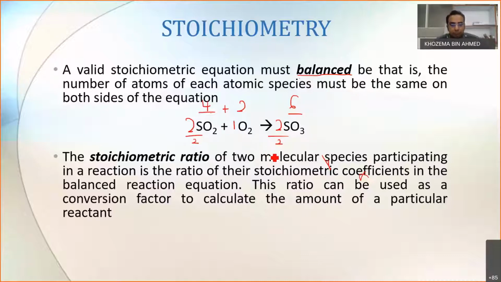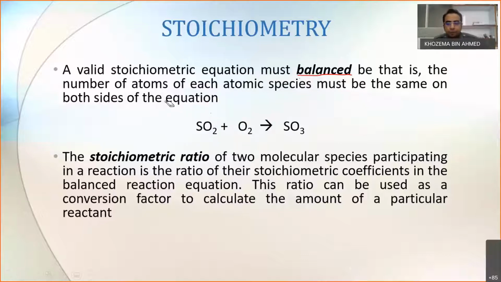So it depends on you whether you prefer to write 0.5 oxygen or you prefer to write 2 SO2 plus oxygen will get you 2 SO3. As long as the number of atoms are balanced, everything should be okay. So that is how we balance the equation. I hope everybody still remembers. If you don't remember, please go back and do it on your own.